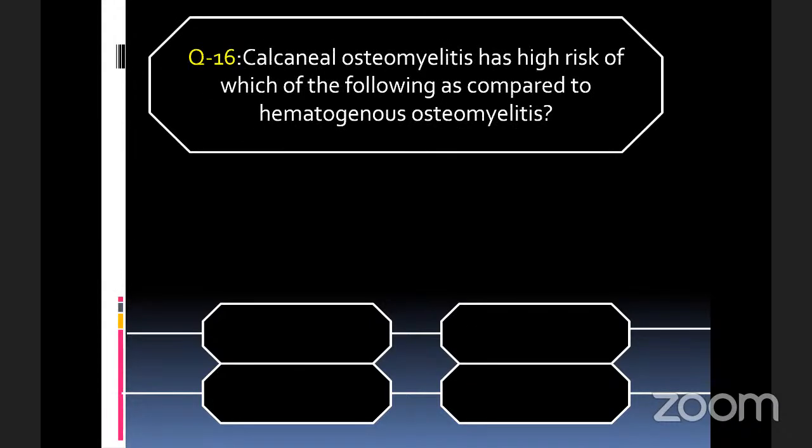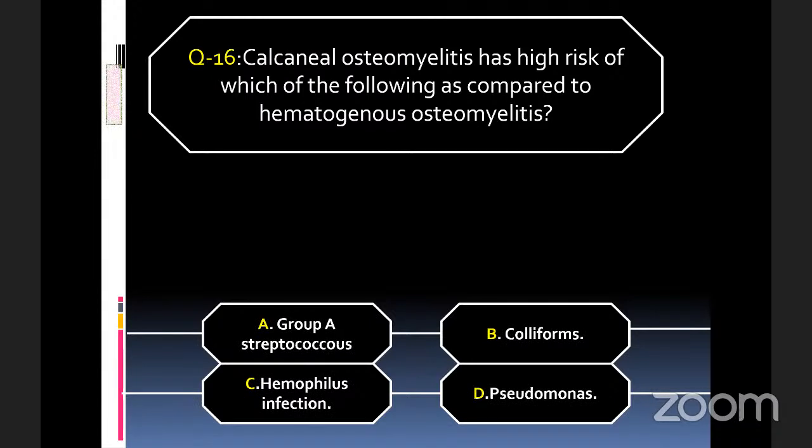The last question is, puncture wound osteomyelitis has high risk of which of the following as compared to hematogenous osteomyelitis? This is straightforward. So what is the answer, Vigneshwaran? What do you think? Hemophilus. Okay. Anyone else? Pseudomonas. So Pseudomonas is the right answer, right, Sheenam?